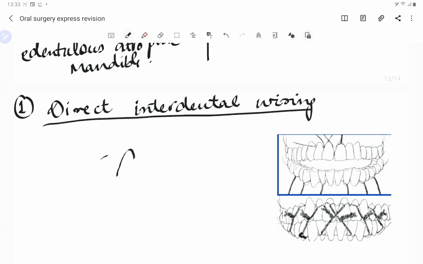Say suppose this is a tooth, then we take the wire, we pass the wire all around the teeth, then we twist this wire. So like this you twist this wire, and you do this for maxilla, you do this for mandible, and then both of these ends, this end and this end, we twist again. So this is the direct interdental wiring. That means twisting the maxillary teeth, the mandibular teeth, and then both of these twistings together, get the patient in the centric relation occlusion and then fix it together.